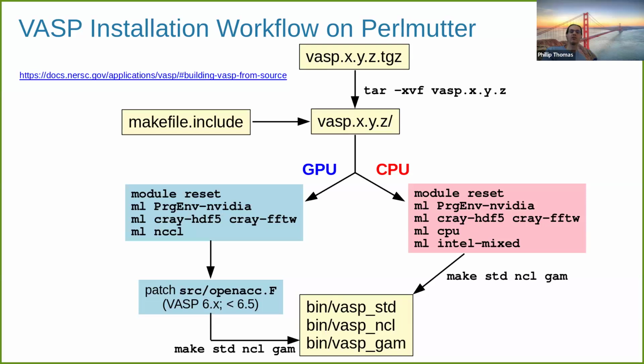Once you've loaded all of the modules, you can just type make std ncl gam, and you'll build all three executables of VASP, and you'll have your VASP build ready to use. If you're modifying the source of VASP, then you just complete this entire workflow and modify the source files right before issuing the make command. Then you should be able to build your system with the options that you need.